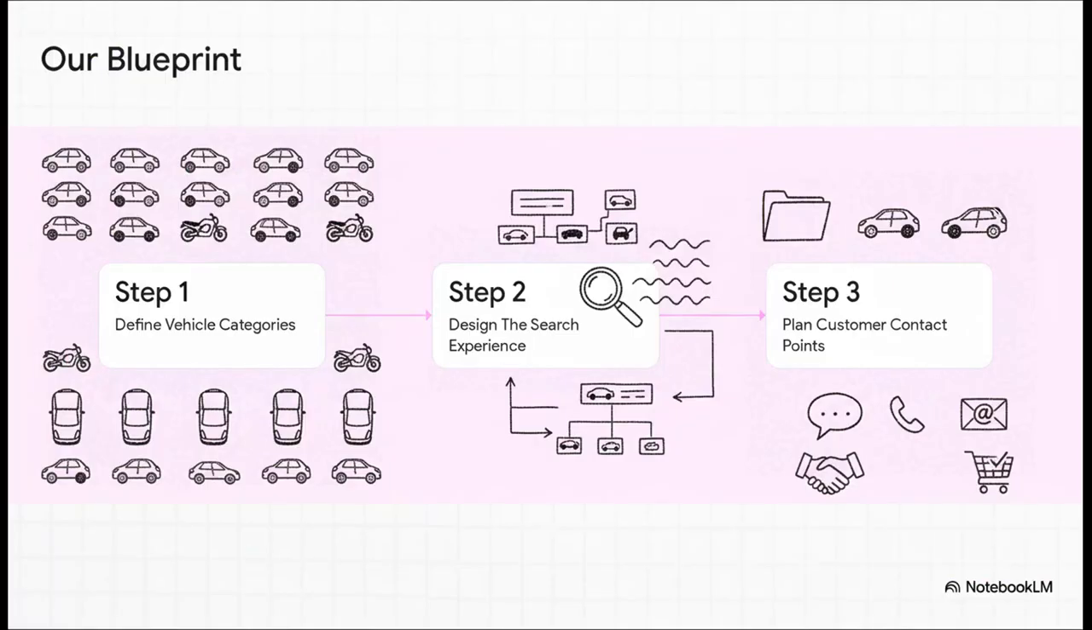Our blueprint is really broken down into 3 simple questions we need to answer. First, how are we going to organize all the cars? Second, how will customers actually find the car they want? And third, probably the most important, how do they get in touch with the dealership to buy it? Literally every decision we make from here on out will flow from these 3 points.